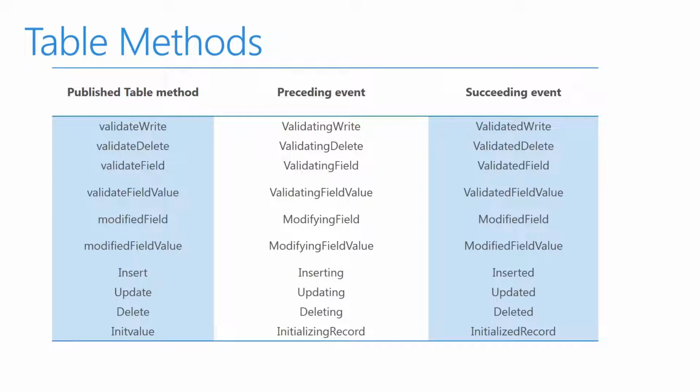In Dynamics 365 for Finance and Operations, you use extensions to implement event handlers that are called from the base implementations of the table methods. Here you can see in this table a list of table methods and its events. So we can see this in the designer in Visual Studio. We have our published table methods, which include validate write, delete, validate field. We also, of course, have our insert, update, delete as well. And then we have the preceding and succeeding events for each of these. So for validate write, we would have our validating and validated. For validate field, we'd have validating and validated, and so on.